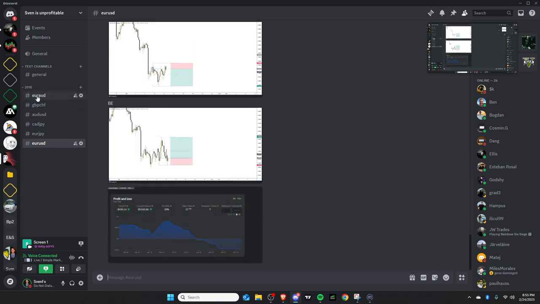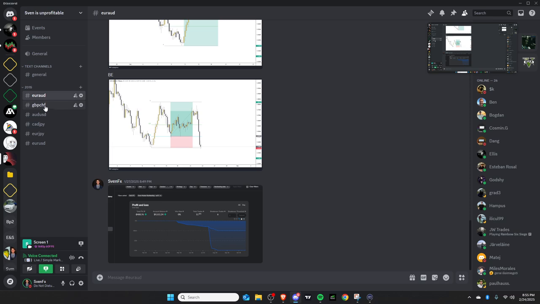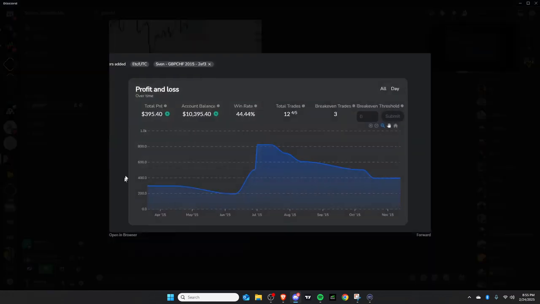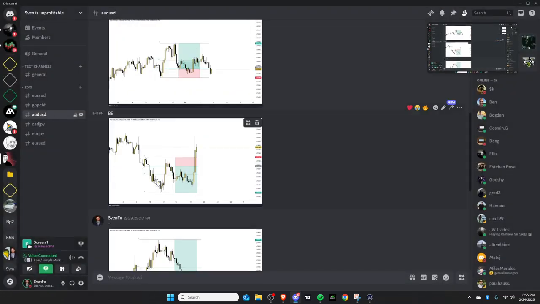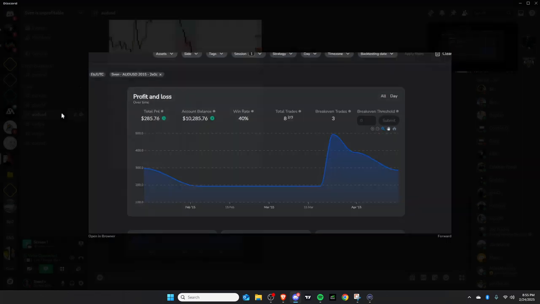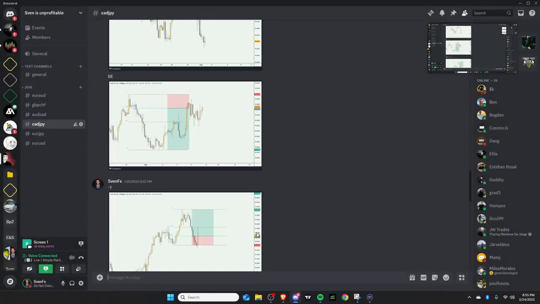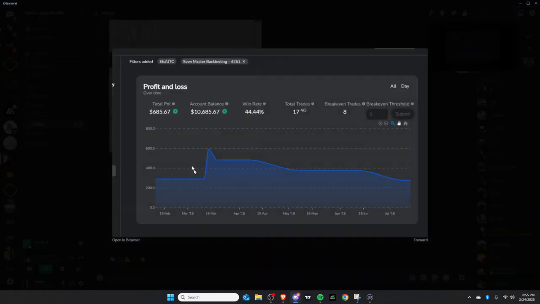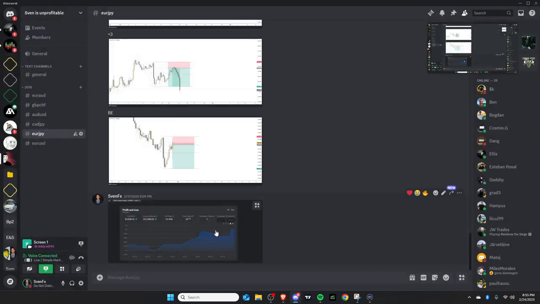All right, so we've done a total of 6 sessions right now. The first one was unprofitable. This one was really good with a 44% win rate in 12 trades. Then we had AUD USD, good session. CAD JPY, pretty decent session. And then we had Euro JPY, good session as well.